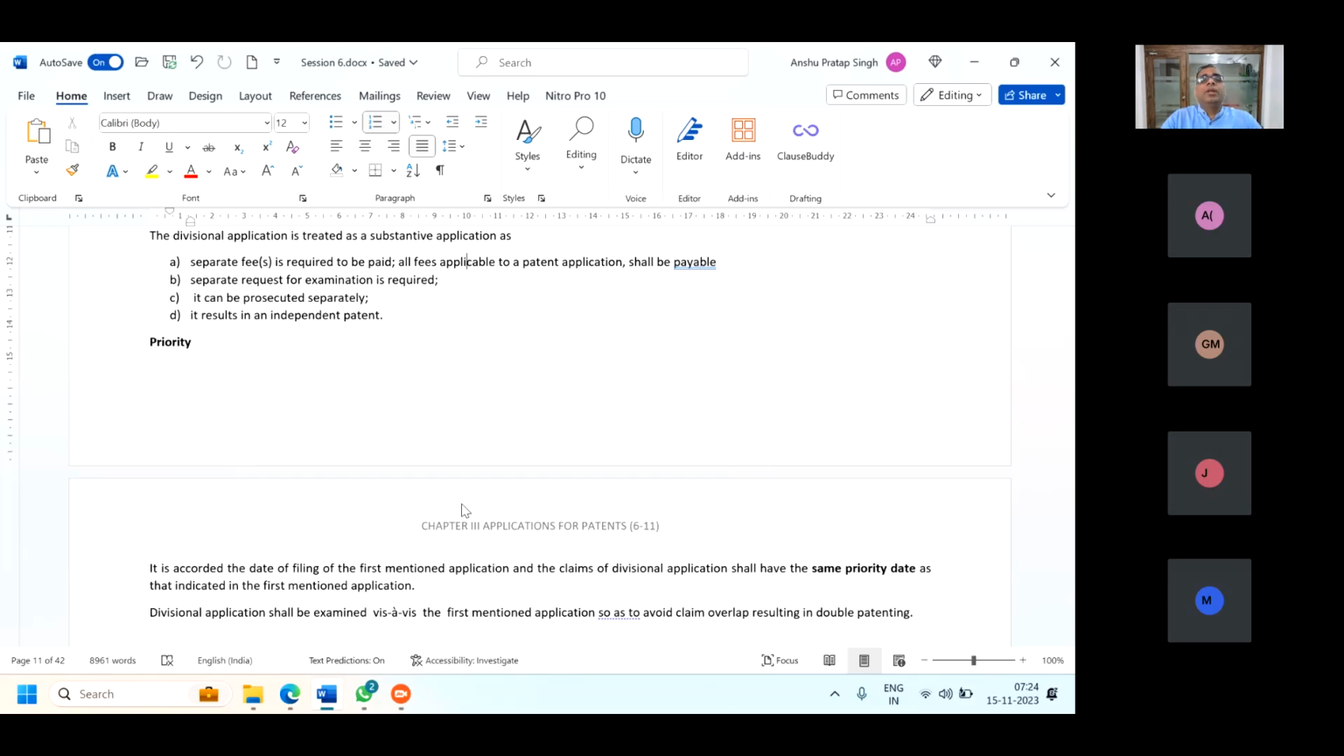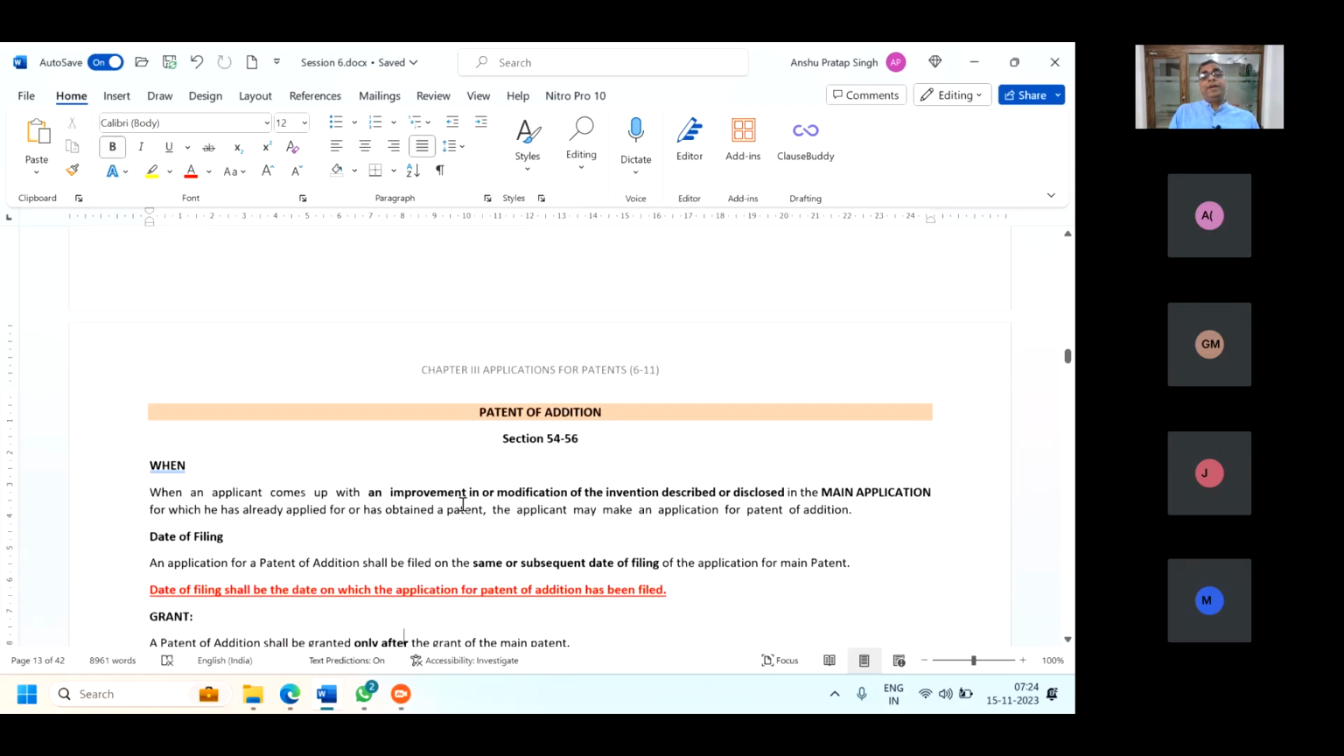And remember, a divisional application is as good as an independent patent application in all senses. You will get a separate patent certificate, and when you get a separate patent certificate, your renewal fee will also be paid for both patents. One is the first mentioned application patent which has been granted, and the other is the divisional that has been granted. This is a simple bifurcation of one application into two, and both exist without depending on the other, except that the date of filing is considered the same for both.